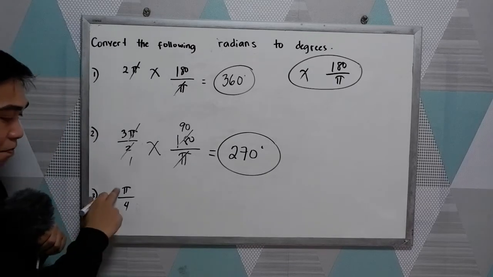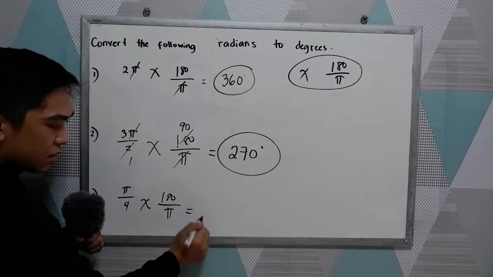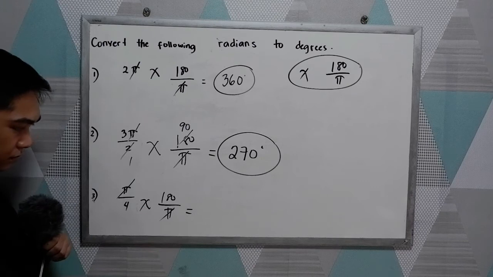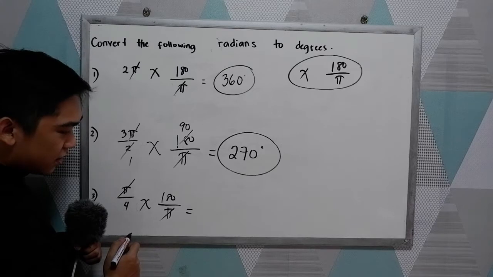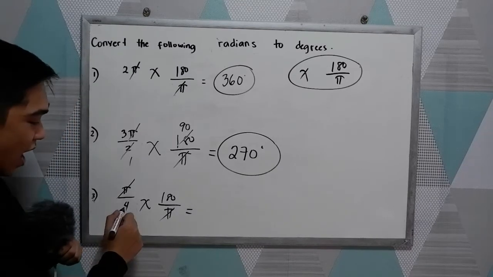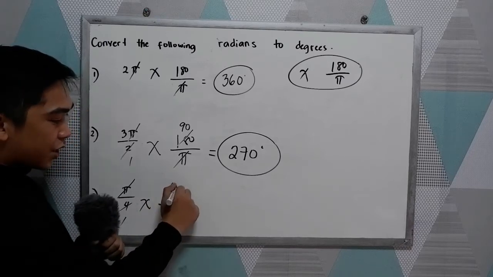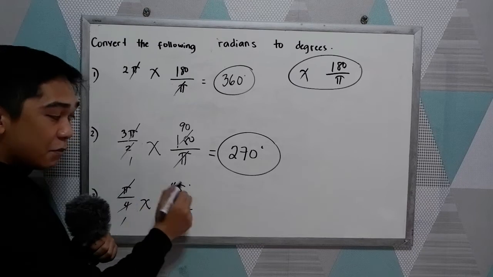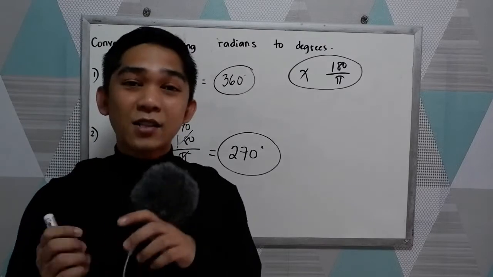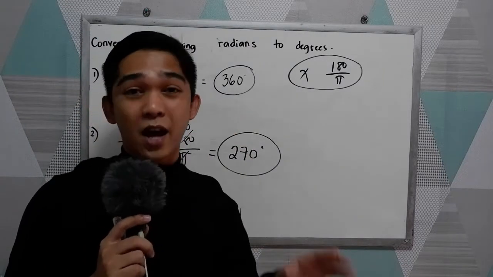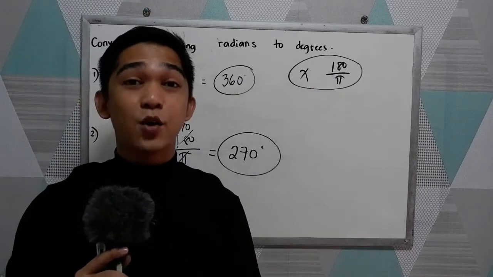And last, pi over 4. Same step, multiply it by 180 over pi. So cancel pi. Now 180 and 4 are divisible by 4. So we have 1, then 180 divided by 4, that is 45. So 1 times 45, so 45 degrees. So that's how to convert degree measure to radian measure and vice versa. Just multiply it by 180 over pi or pi over 180.